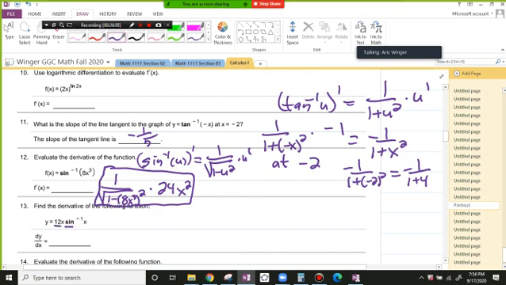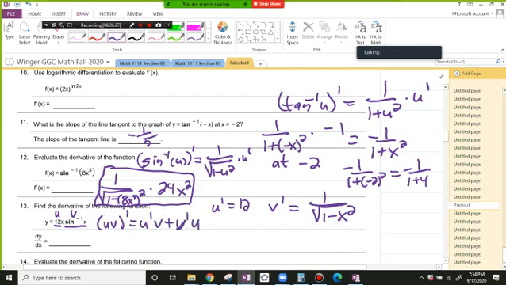Here, product rule. U prime is 12, v prime is 1 over the square root of 1 minus x squared. The derivative of uv is u prime v plus v prime u. U prime is 12 times v, inverse sine of x, plus v prime, 1 over the square root of 1 minus x squared, times u, 12x.